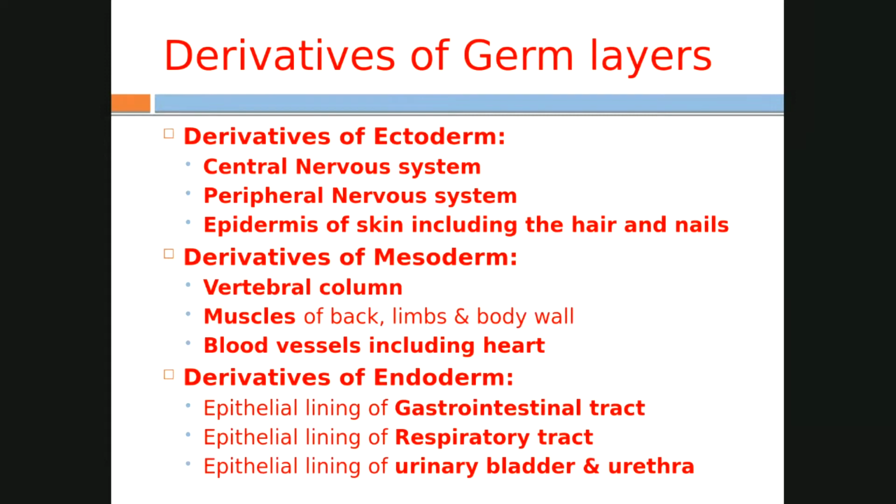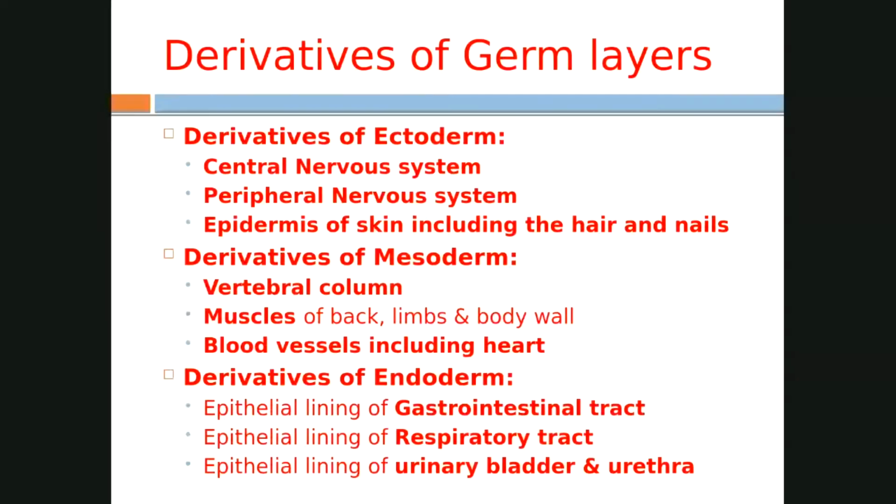What are the derivatives of the mesoderm? Mesoderm gives rise to the vertebral column, muscles of the body, and blood vessels including the heart. So the heart and the blood vessels develop from mesoderm. Vertebral column develops from mesoderm. Muscles of the body develop from mesoderm, usually the back, limb, body wall, etc. So these are some of the important structures developing from mesoderm.